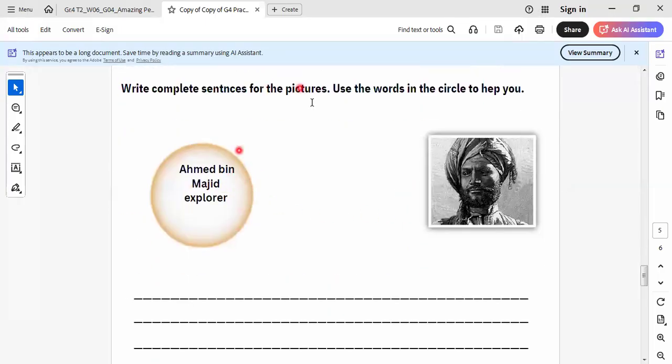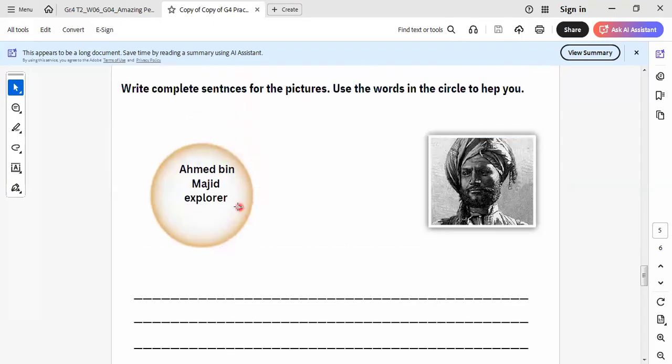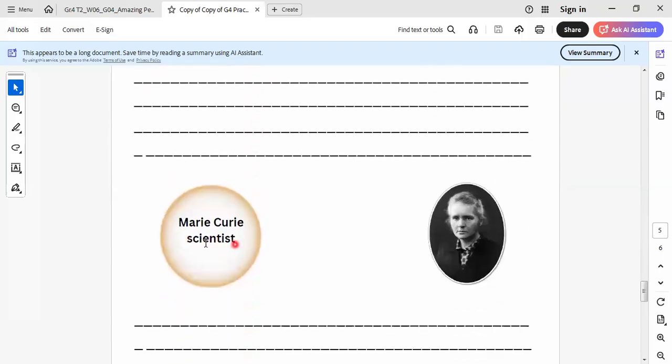Last class we talked about Ahmad ibn Majid, and we know that Ahmad ibn Majid is an explorer. He uses what? He uses maps and stars to what? To help sailors know the way.